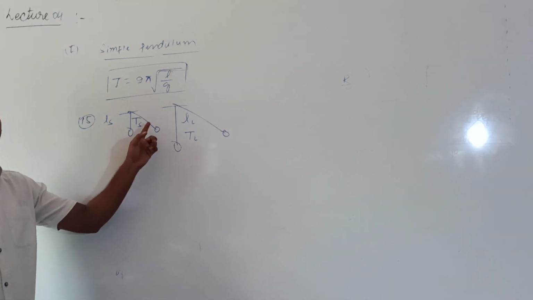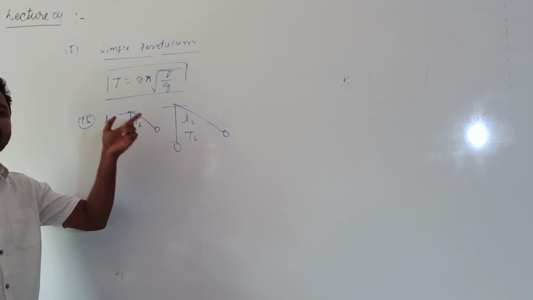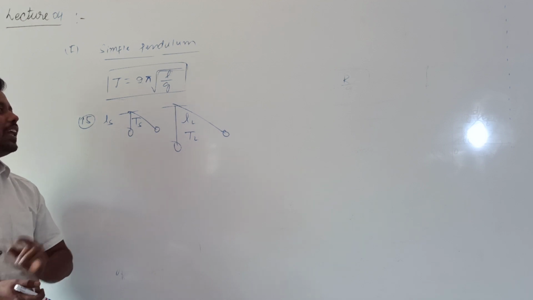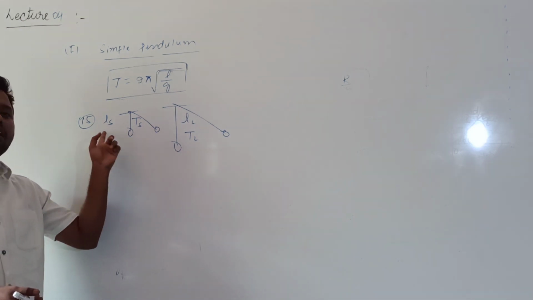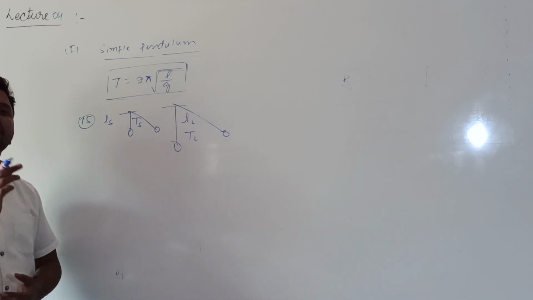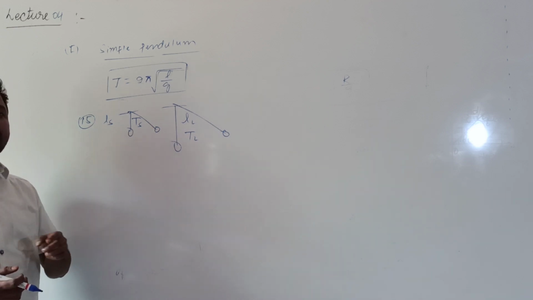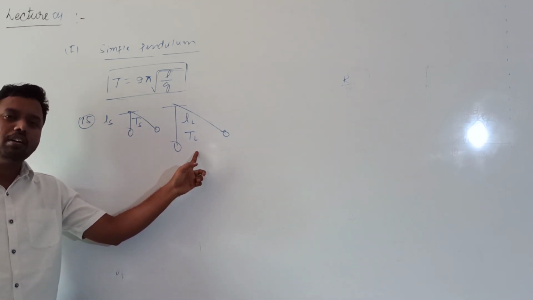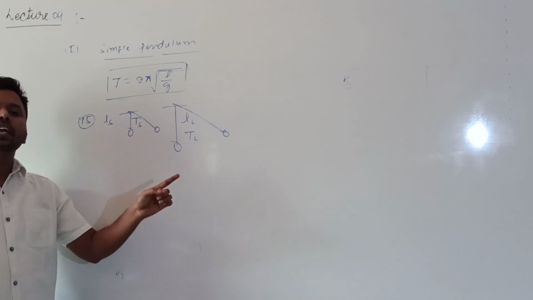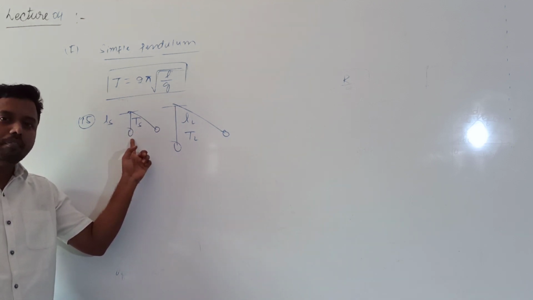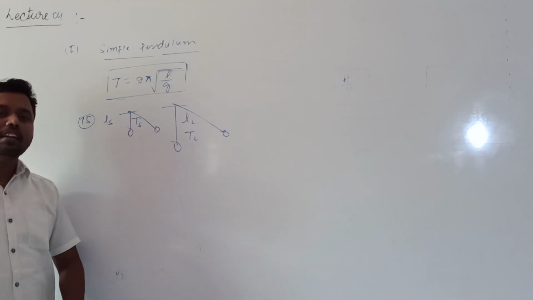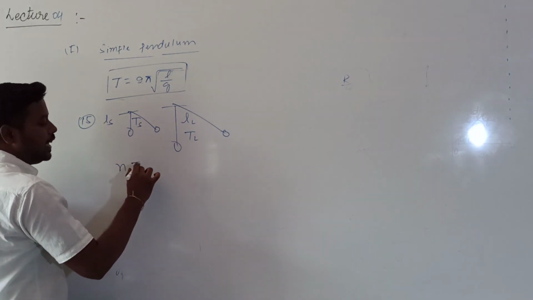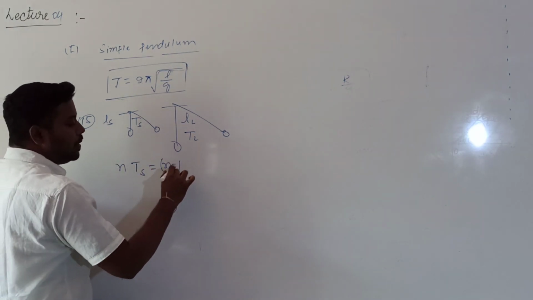If the shorter pendulum makes n oscillations, the larger pendulum makes n minus 1 oscillations. The shorter pendulum takes less time to complete one oscillation. For example, it takes only 1 second to complete one oscillation, but the larger pendulum takes more time. After n oscillations by the shorter pendulum, both are again in phase. That I can write as n into TS equals (n minus 1) into TL.